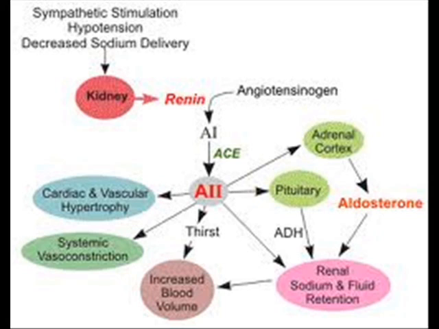And this also stimulates the secretion of the hormone aldosterone from the adrenal cortex. Aldosterone causes the tubules of the kidneys to increase the reabsorption of sodium and water into the blood, which increases the volume of fluid in the body, which also increases blood pressure.